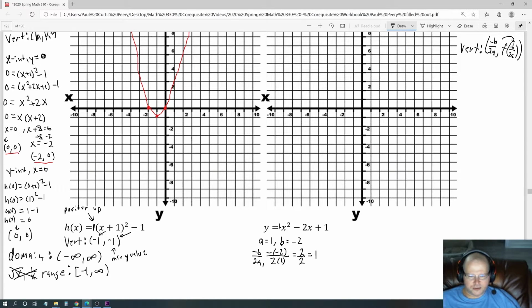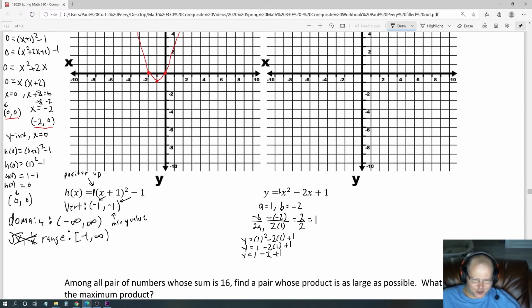And then what do we do with that? Well, we plug it in. So y is equal to 1 squared minus 2 times 1 plus 1. We do the exponent first, so 1 squared is 1, minus 2 times 1 plus 1. And then we do multiplication: 1 minus 2 times 1 is minus 2, plus 1. You can obviously skip some steps here. I'm trying not to skip steps, but you can skip a few. So 1 minus 2 is negative 1. Negative 1 plus 1 is 0. So what that means is when I plug in a 1, I get a 0.